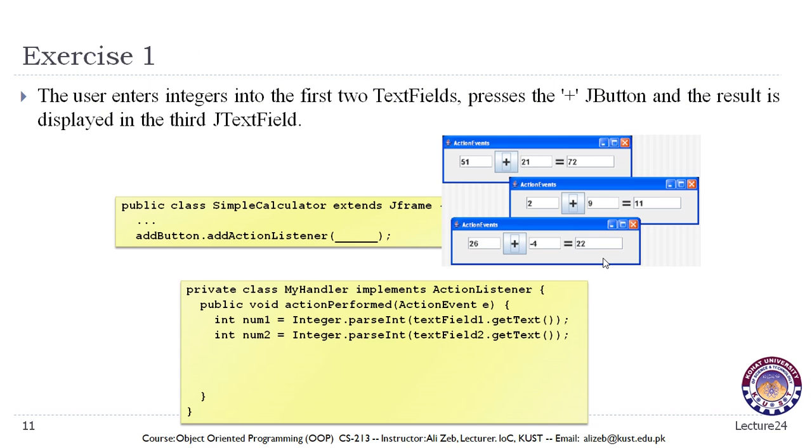And this is another example that you can solve. The user enters integers into the first two text fields, presses the plus button, and the result is displayed in the third JTextField. If you have solved the calculator example, this one should be easier for you. All that should happen is you have this first number, then you have this second number, then you have three text fields, and you have this one button. When you click this button, the result of this should be displayed in the third text field.